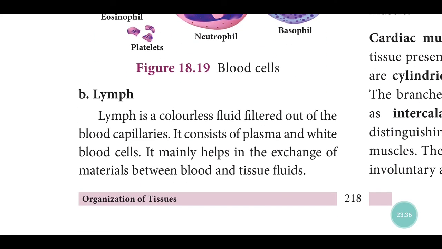Finally, lymph. It is a colorless fluid. Lymph is a colorless fluid filtered out of the blood capillaries. What are capillaries? Very minute blood vessels are called capillaries. It consists of plasma and white blood cells. It mainly helps in the exchange of materials between blood and tissue fluids.